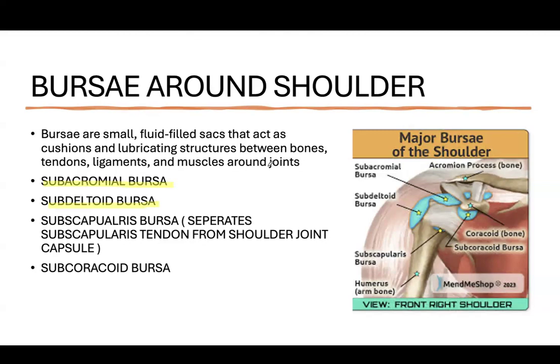You're going to have many kinds of bursae, but the main ones on the shoulder are the subacromial, which is this one over here, and it's subacromial because it's under the acromial process. The subdeltoid one is the massive one, which is right under the deltoid. The subscapularis bursa is the one present over here. It's not very visible, but it's under the scapula, and its function is to separate the subscapularis muscle tendon from the shoulder joint to prevent any friction. And then you have the subcoracoid bursa, which is below the coracoid process here. All of these perform the function of reducing friction.